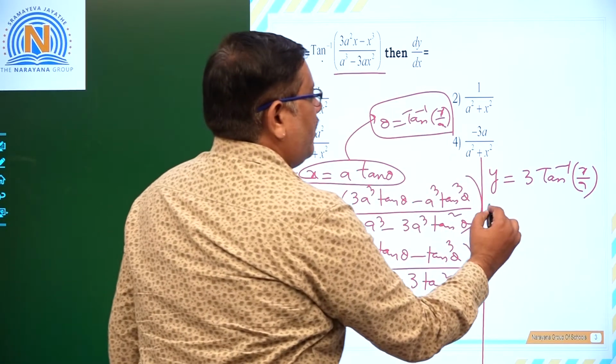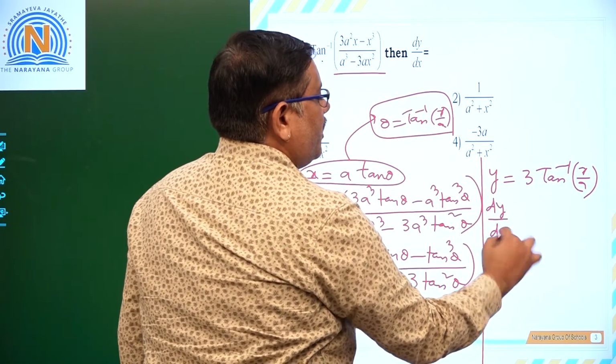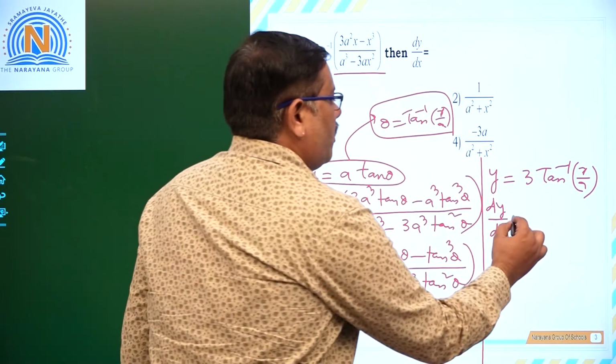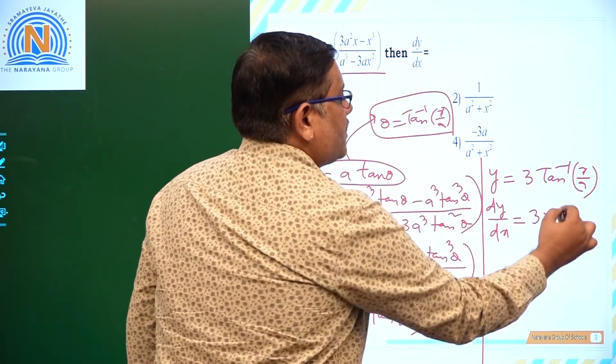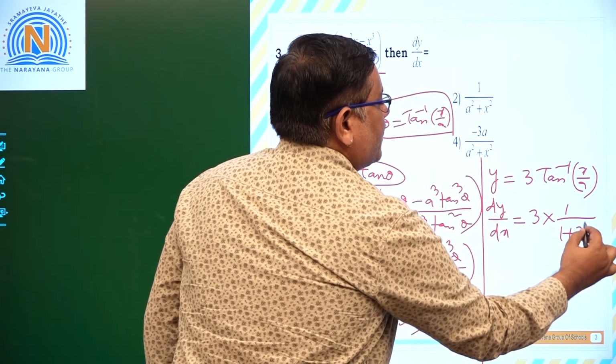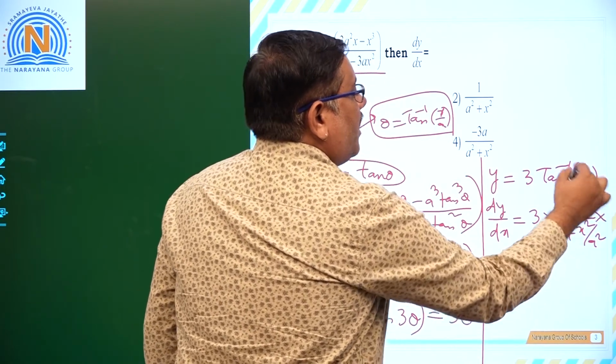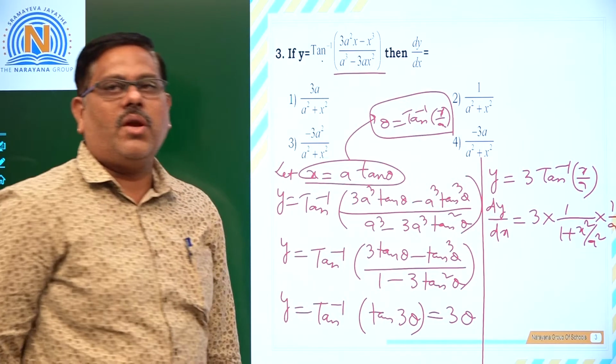Now I am using derivative on both sides. If I differentiate with respect to x, dy by dx is going to be 3, which is anyway constant, into the derivative of tan inverse x, which is 1 by 1 plus x square, into the derivative of x by a, which is 1 by a. Chain rule I am using.